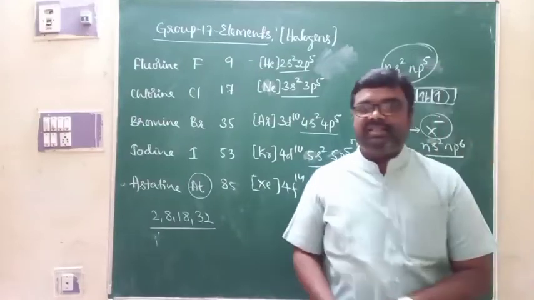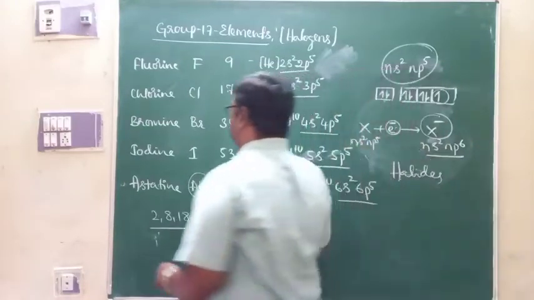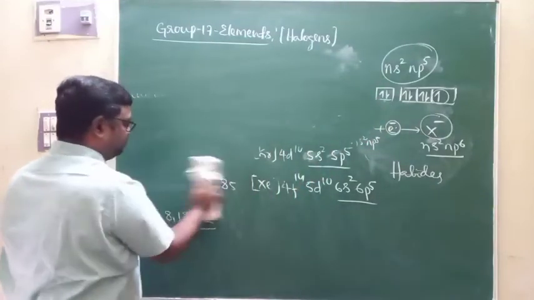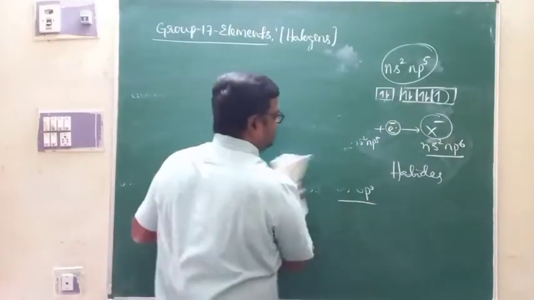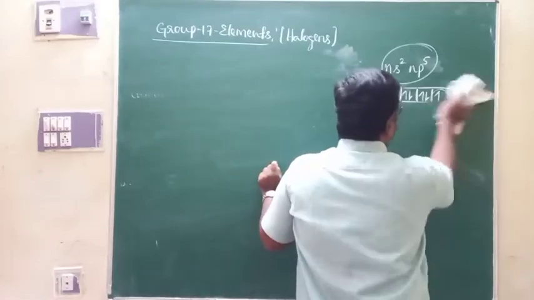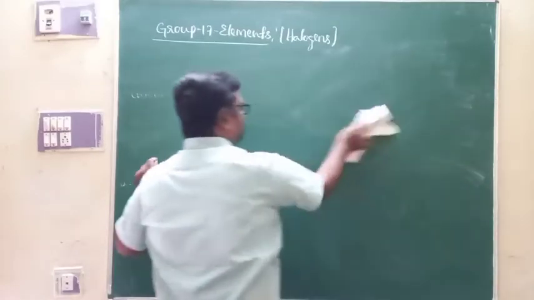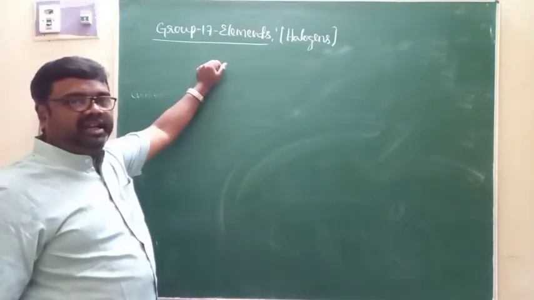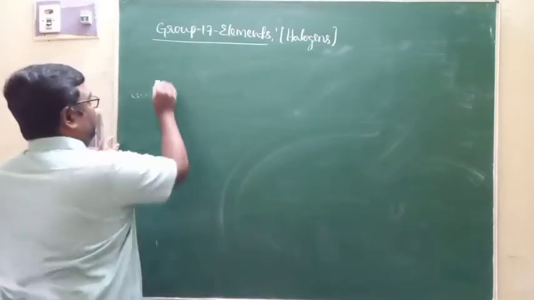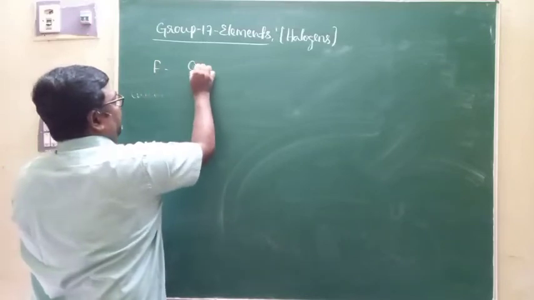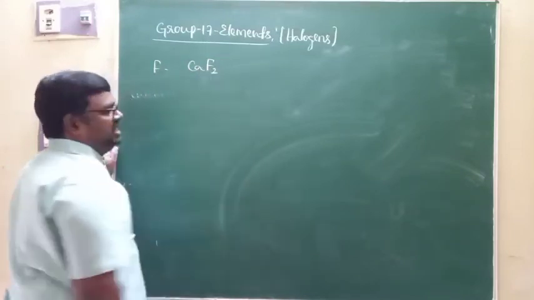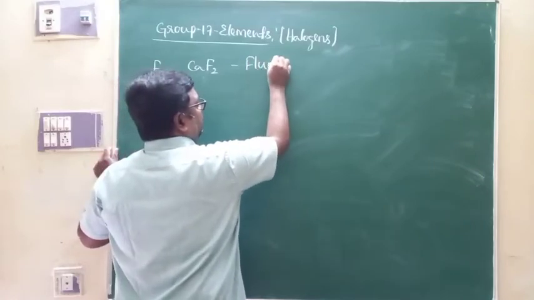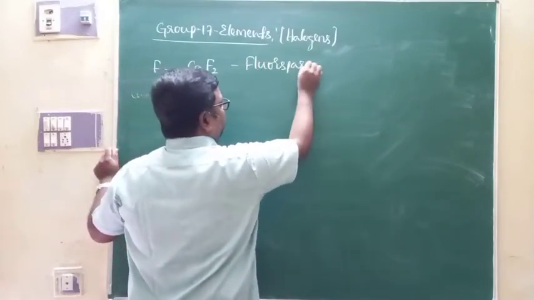Okay, so this is some information as far as group 17 elements are concerned. At the same time, group 17 elements are available in nature in various forms. For example, fluorine is available in the form of calcium fluoride, and it is called fluorspar. This is known as fluorspar.